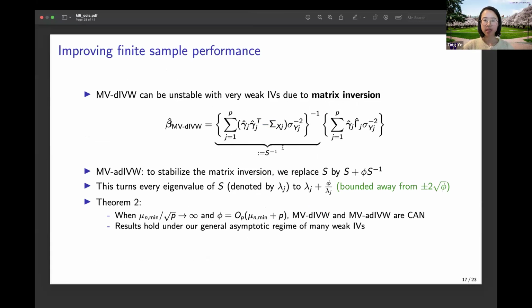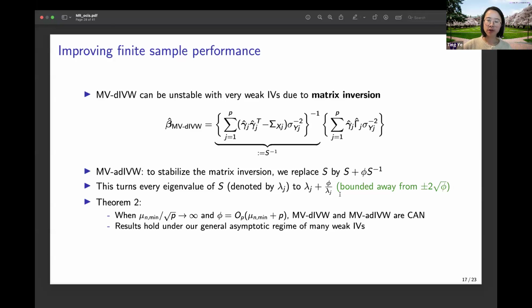So if we denote this matrix inversion by S inverse, then we basically replace S by S plus phi times S inverse. And in this way, this effectively turns every eigenvalue of S, which is denoted by this lambda j, to this quantity. So it augments every eigenvalue by a certain quantity that's away from 0. And this makes sure that the eigenvalue of this stabilized matrix inverse can be bounded away from this value. So it effectively addresses the singular issue.